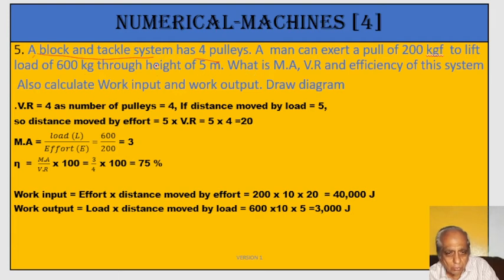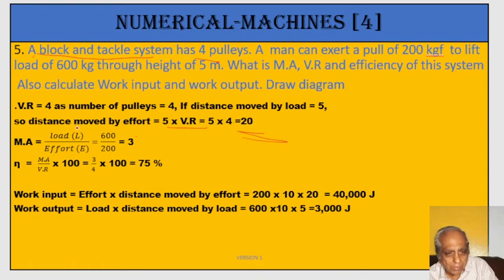Velocity ratio is 4 as the number of pulleys is 4. Distance moved by load is 5 meter. So the distance moved by effort would be 5 into VR. Effort will move a longer distance, no? Because velocity ratio is distance moved by effort upon distance moved by load. So distance moved by effort would be distance moved by load into velocity ratio, that is 20. So I know the distance moved by effort as well as load now.